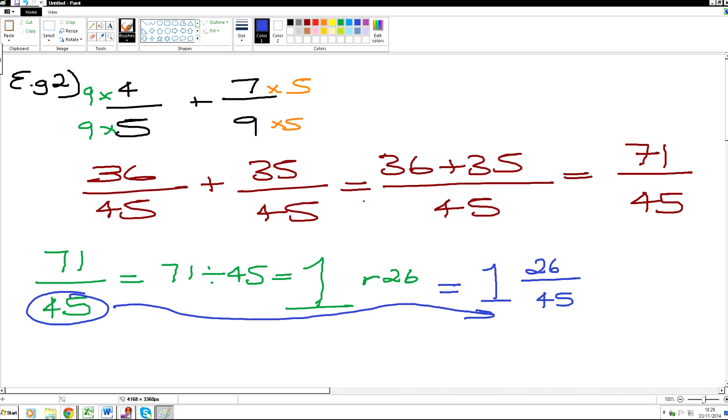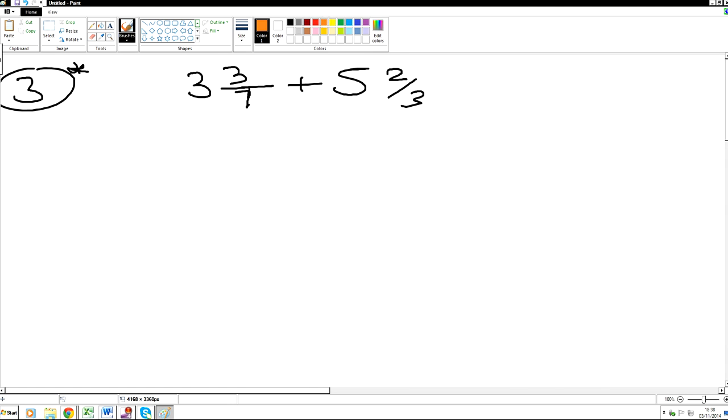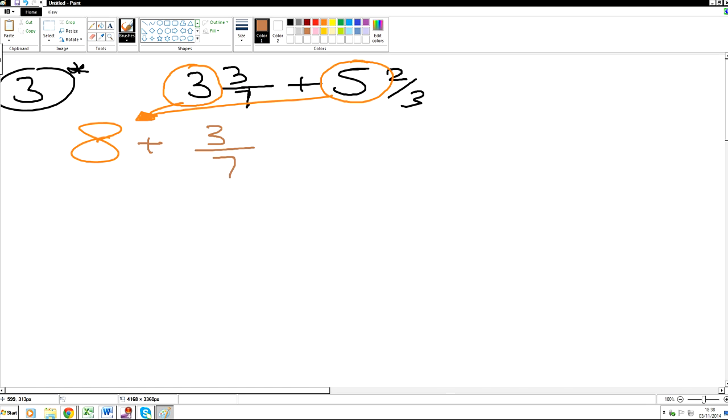Now, one of the further questions, can we simplify 26 over 45? And the answer is yes. Okay, looking at this question, what do we do, Layla? We add the whole numbers first because they're nice and chunky and we can deal with them. So 3 add 5, Layla, will give us 8. So we added the whole numbers. That's been dealt with. Now what are we left with? So we're now left with just the fractional part. So we're left with 3/7 add 2/3.